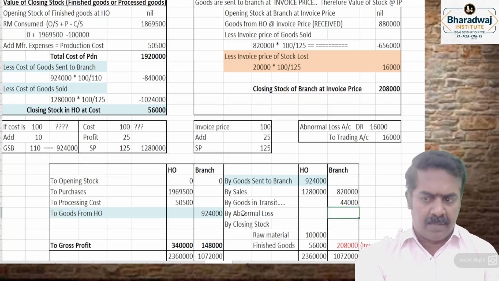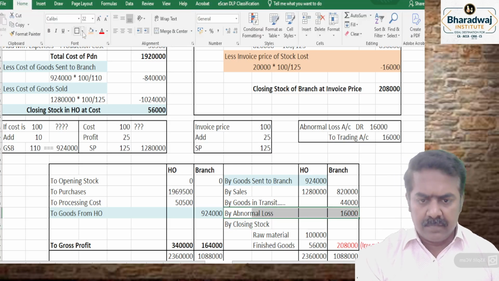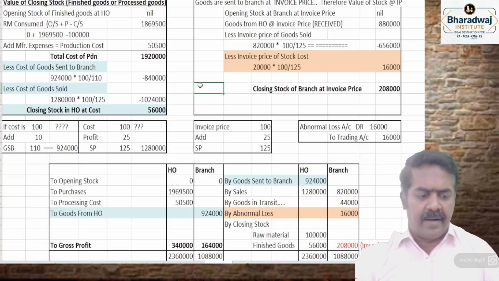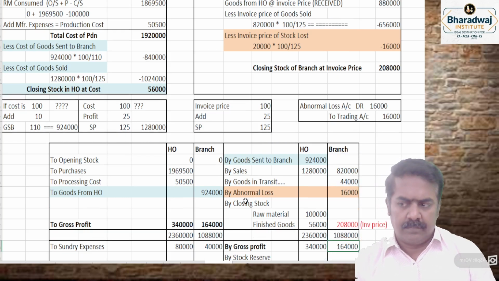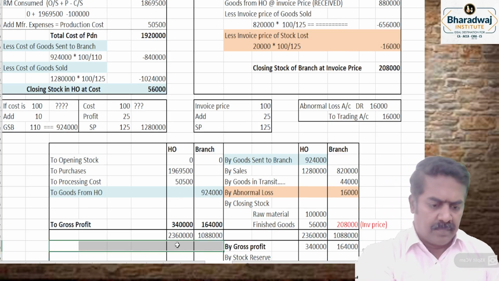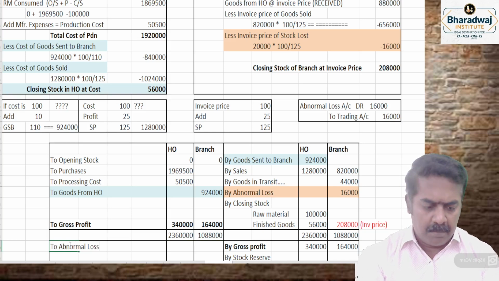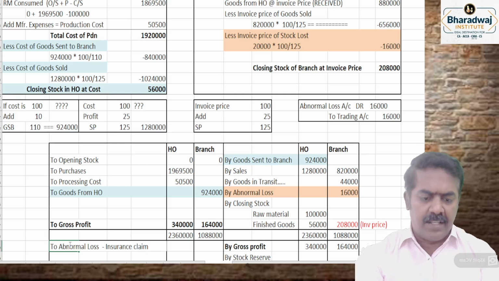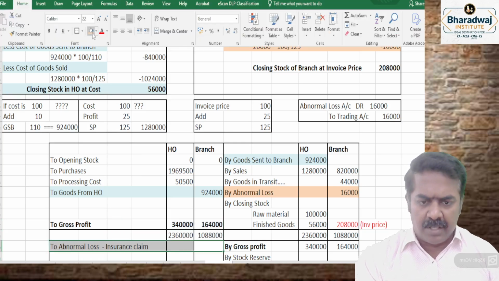What is abnormal loss in branch? 16,000. Abnormal loss account debit to which account? Trading account, 16,000. Tally this, you will get the gross profit. That is abnormal loss minus insurance claims. Is there any insurance claim? No insurance claim. That will be charged in P&L account.